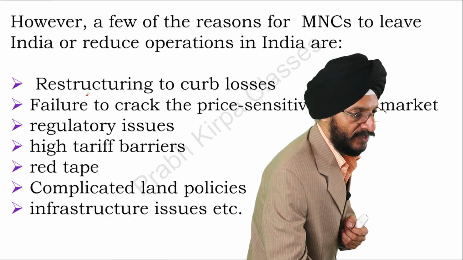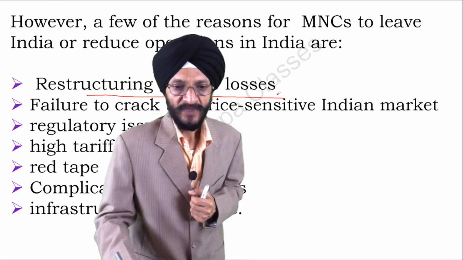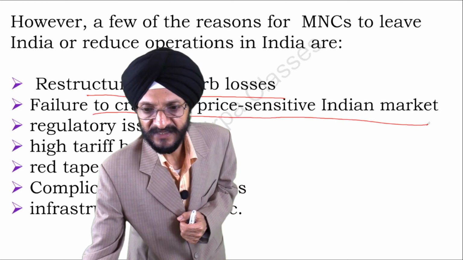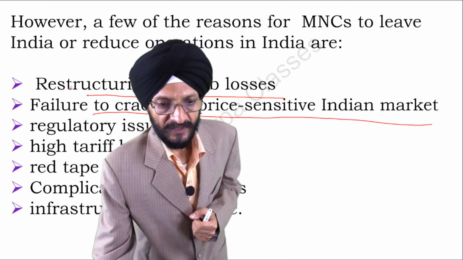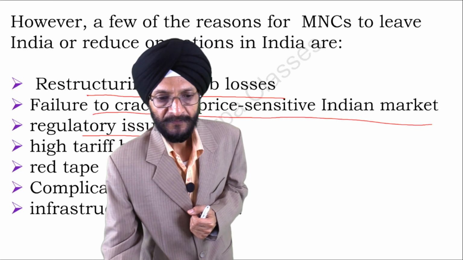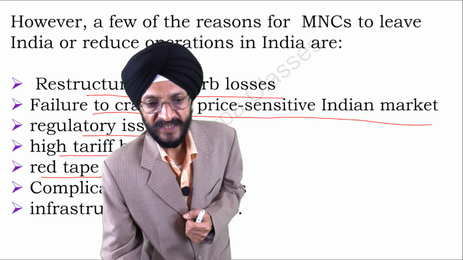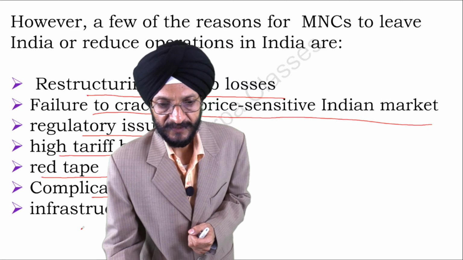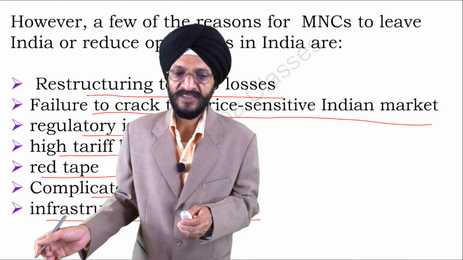First is restructuring to curb losses. Next point, failure to crack price sensitive Indian market. Another point, regulatory issues. Then high tariff barriers, red tape, complicated land policies. Another is infrastructure issues.